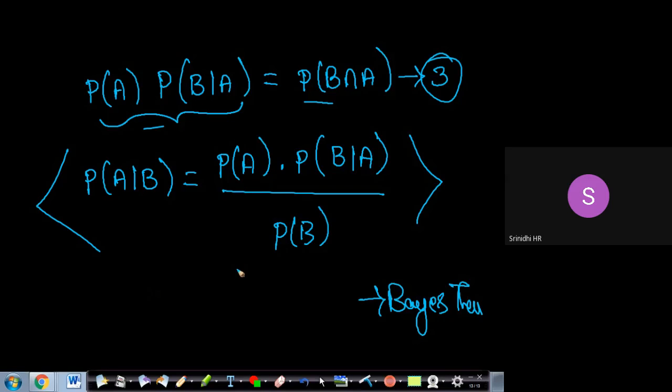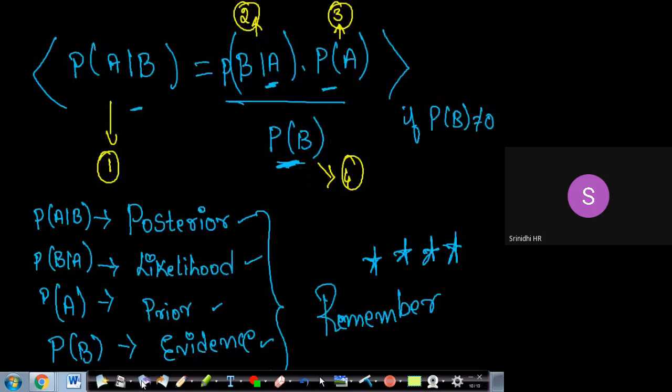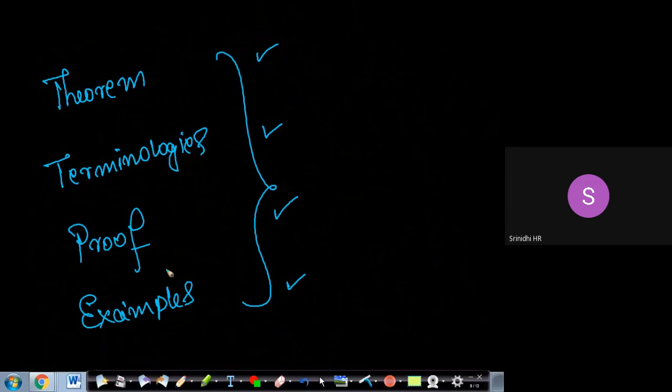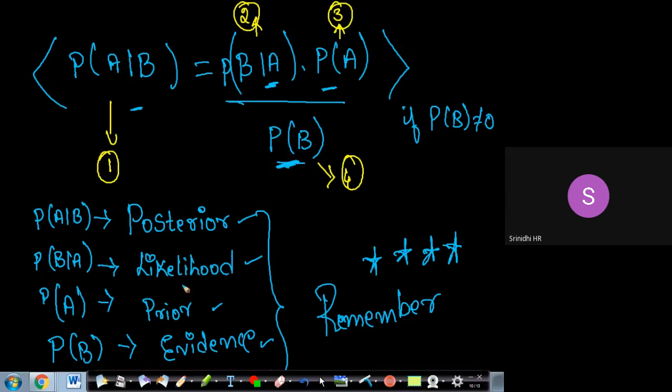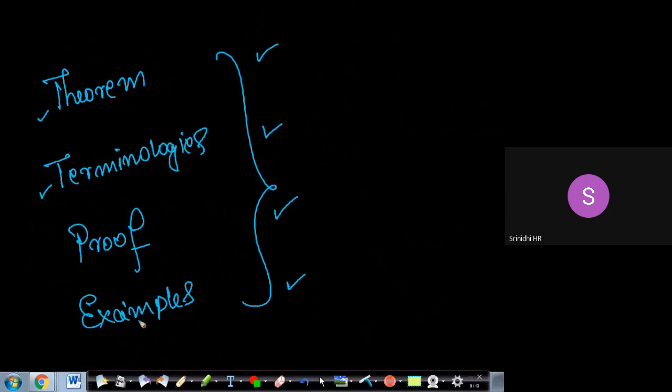Okay, so now we'll go with one example. What have we planned? First I have stated the theorem. Next I have taken the terminologies. What are the terminologies that we have here? Posterior, likelihood, prior, and evidence. Now, we just studied the proof also. We need to know the example now. So I'll be taking my example in the next session.